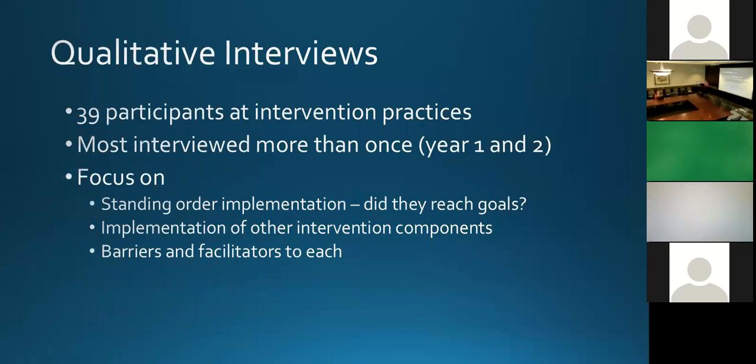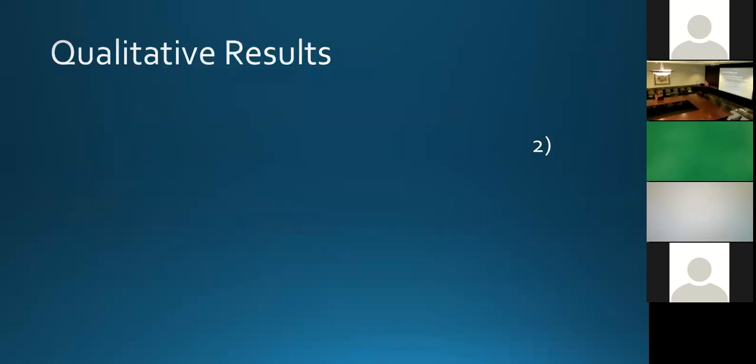So these qualitative interviews were with 39 participants at the intervention practices, and we were able to interview most of them over multiple years, to understand how things evolved. Our focus was largely on the implementation of standing orders. Did they reach their goals in terms of the number of standing orders that they wanted to implement? And then we also looked at barriers and facilitators of all the other intervention components as well.